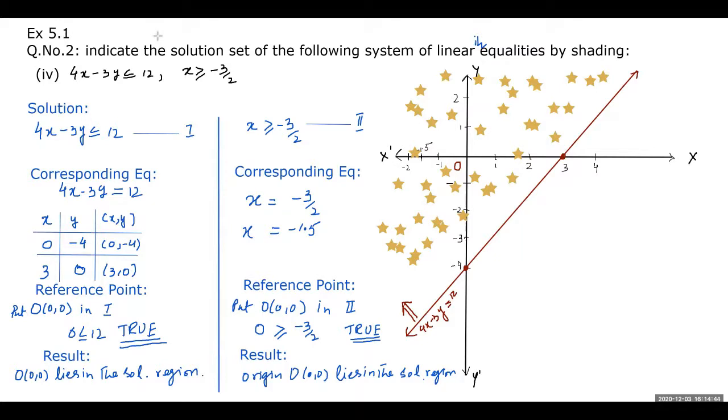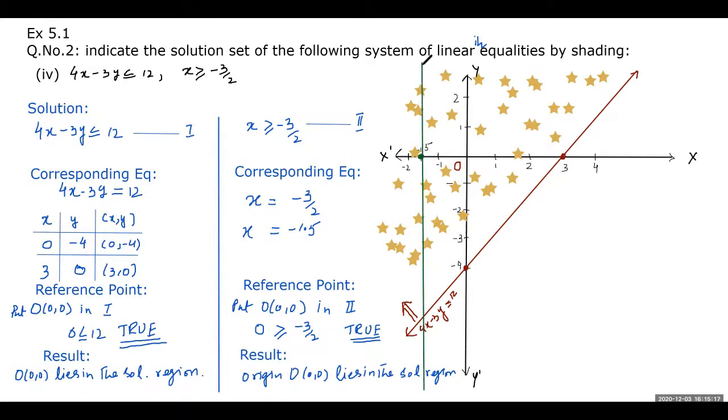The second line, let's draw it with, let's say, green color. The second line, x equals to minus 3 by 2. Here it is, x equals to minus 1.5 or minus 3 by 2. We will draw a vertical line passing through this particular point. So here it is, a vertical line passing through minus 1.5. This is it. This is our line.